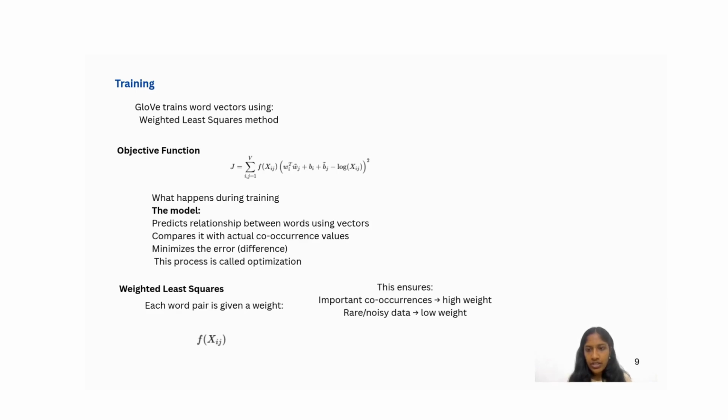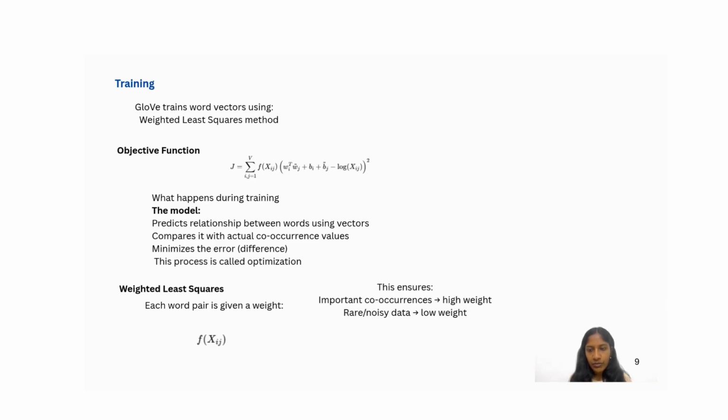The training process is based on weighted least squares optimization, which simply means the model tries to minimize the weighted error we discussed earlier. This process is iterative and happens in multiple steps. Firstly, the model starts by initializing all word vectors randomly. At this stage, the vectors do not carry any meaningful information.